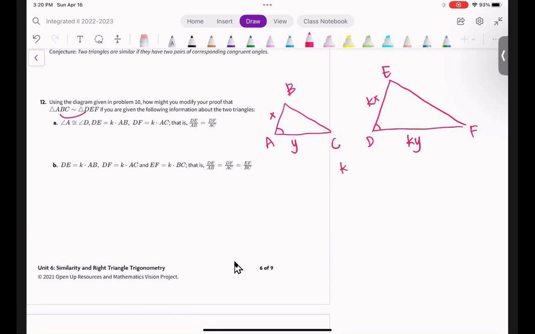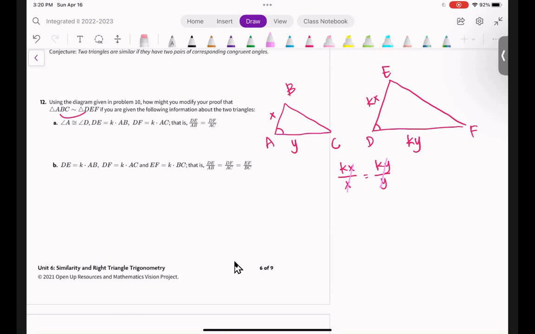And that is DE over AB. So DE, which is KX, over AB, which is X, equals DF, which is KY, over AC, which is Y. Right, and if you notice, these X's cancel and the Y's cancel, so we get K equals K, which makes sense, right?